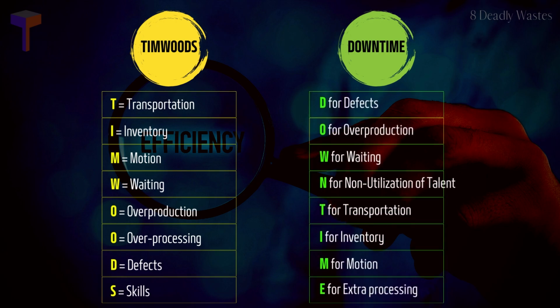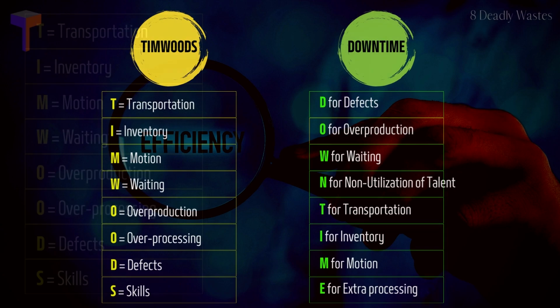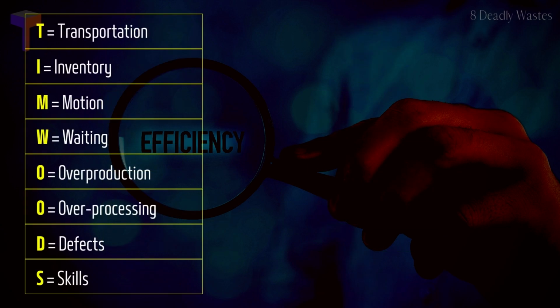The second acronym is DOWNTIME. D for defects. O for overproduction. W for waiting. N for non-utilization of talent. T for transportation. I for inventory. M for motion. E for extra processing. I will be using the first acronym, TIMWAS.